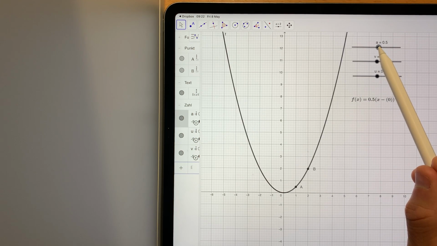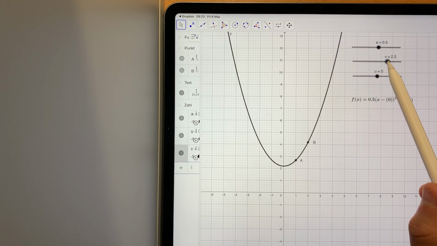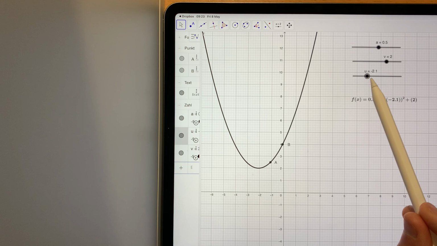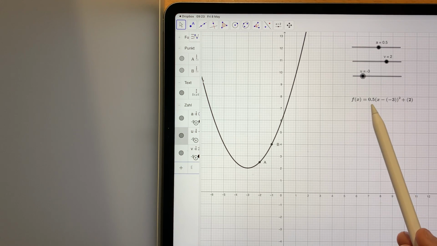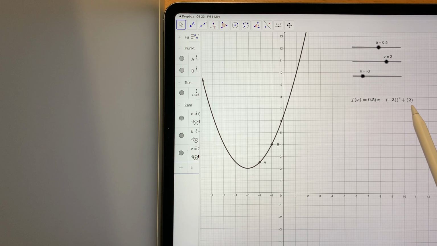So let's have a vertical shrink with 0.5. Then let's move it up by 2 units. And let's shift it or translate it to the left by 3 units. Here we go. Look, it's 0.5. That's your vertical shrink or stretch. In this case, it's a shrink. Then it's x plus 3, so it will be shifted to the left. Then it's plus 2, it will be shifted upwards, translated upwards, okay? So the vertical translation is 2, the horizontal translation is -3, and your shrink is 0.5.